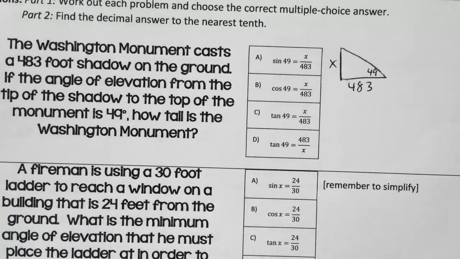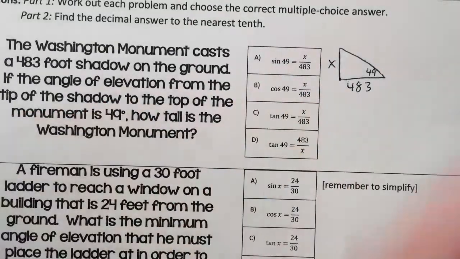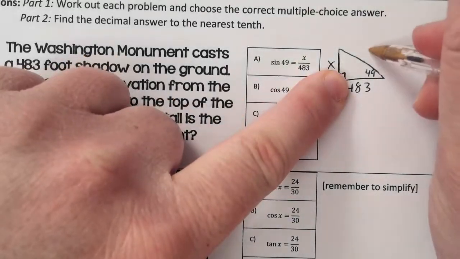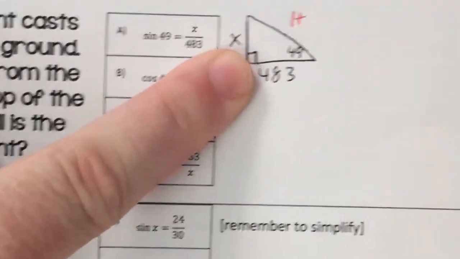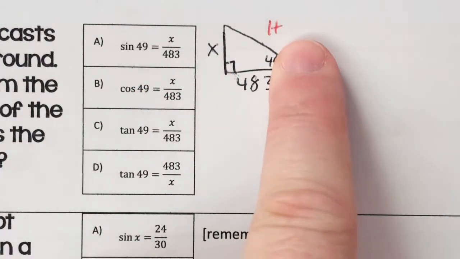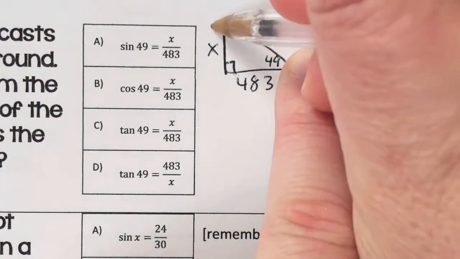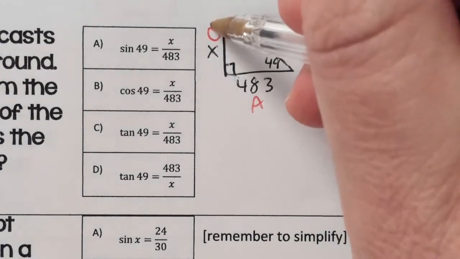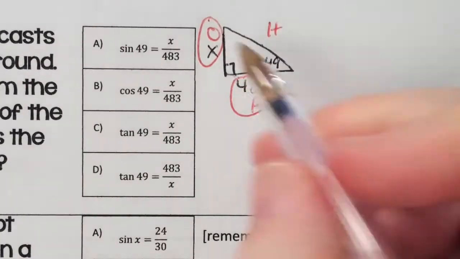All right, so go through the motions. Label H, O, and A. Put your finger on the 90 degrees. The one side you're not touching is H. Put your finger on the theta, that's the angle. The one side you're not touching is O, and the leftover side is A. All right, what trig function can you use? Let's see, we have O and A.